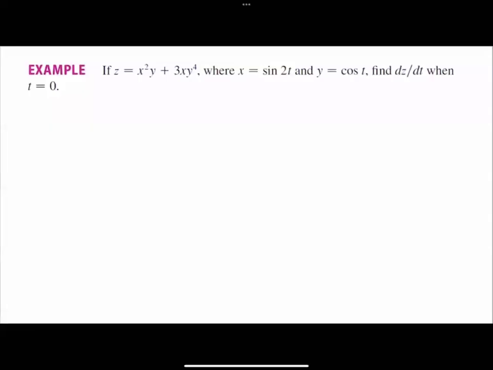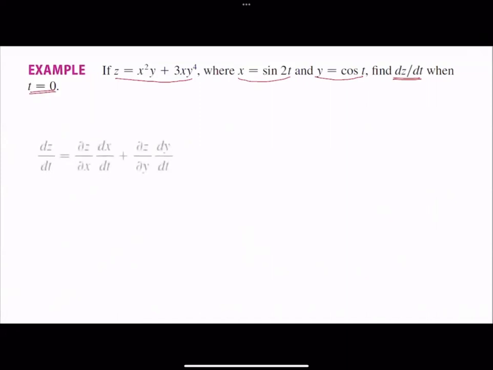In this example, you have z, which is defined using x and y, and it's a polynomial function. At the same time, x is a function of t, y is a function of t. The question says, find the rate of change of z with respect to t when t is equal to 0.